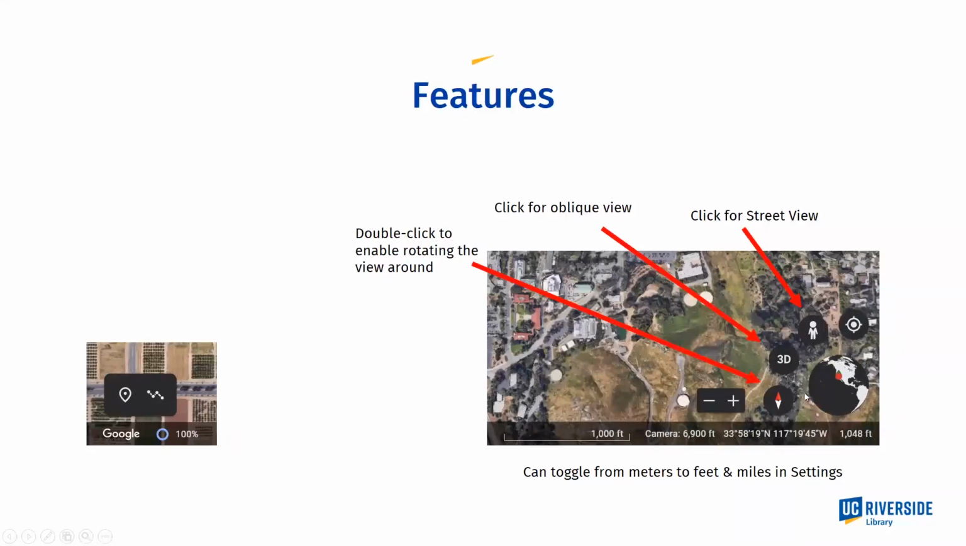So a couple other features here: if you double click on this compass point and then you grab it with your cursor at the top, this enables you to swing the view around. So in other words, you no longer have to have north at the top. If you would prefer a different aspect of the view, you can create that. You can click this button for an oblique or a three-dimensional view and click it again to toggle back to a perfectly vertical view. Click this little person to get the street view for wherever your cursor is, assuming that you're on a street. And then this icon would allow you to center the image directly on your current location.